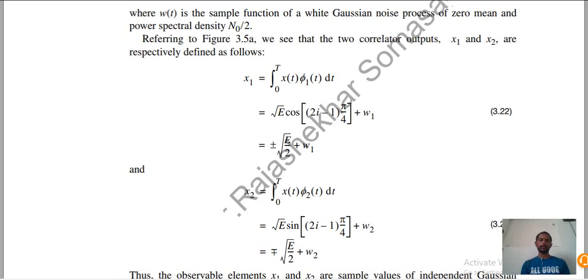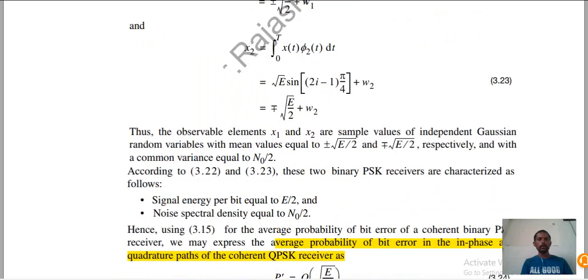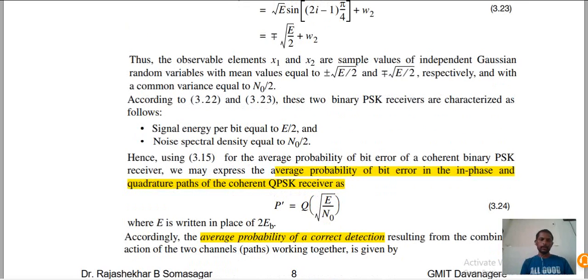of x of t with respect to the second orthonormal basis function, x of t into phi 2 of t, dt, that is the quadrature phase, equal to root E sine of (2i minus 1) pi by 4 plus w2. The only difference is this is cos and here sine, with w1 the first additive noise and w2 the second additive noise. Comparing these two, here it is plus minus and here minus plus, which means the phase changes, it has an opposite phase, as we already discussed.